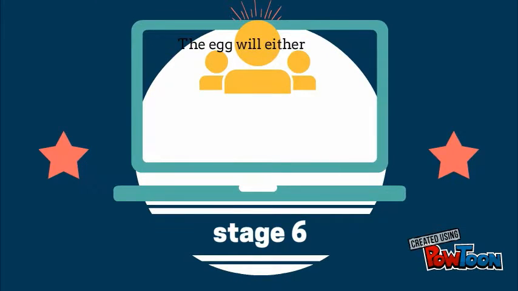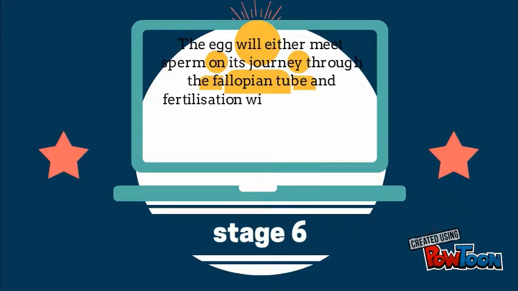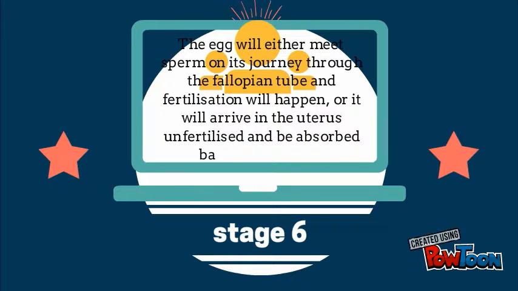Stage 6. The egg will either meet sperm on its journey through the fallopian tube, and fertilization will happen, or it will arrive in the uterus unfertilized and be absorbed back into the body.